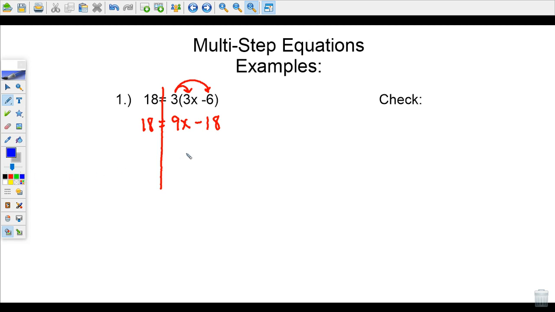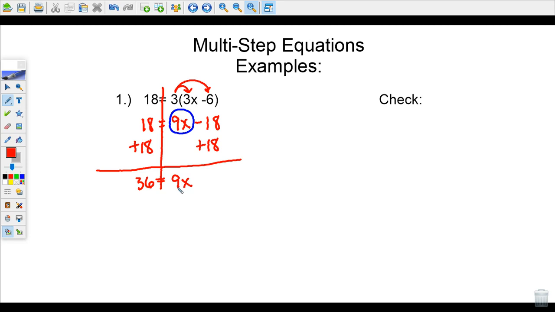We could circle the gift. The gift is right here. I can't do anything to it until I get rid of what's outside of it, this minus 18. So since it's minus 18, the inverse of that would be add 18. I have to do it to both sides. So let's total things up here. 18 plus 18 is 36. Drop down my equal sign over here. The negative 18 and the positive 18 cancel. All that's left is this 9x.